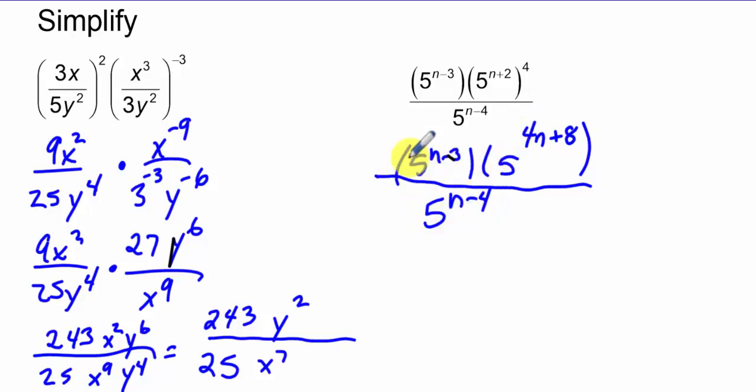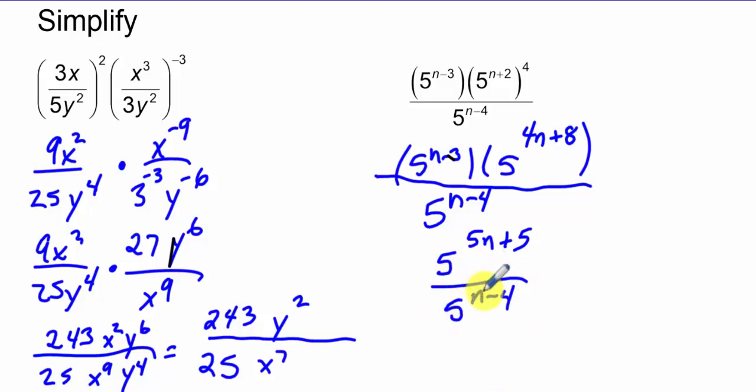Now, in the numerator, I have a multiplication of two terms with the same base. So again, I'm going to keep the base the same and then add the powers like the property tells me to. I've got 4n plus n is 5n, and 8 plus negative 3, or 8 minus 3, however you want to look at it, is 5. That's all over 5 to the n minus 4.